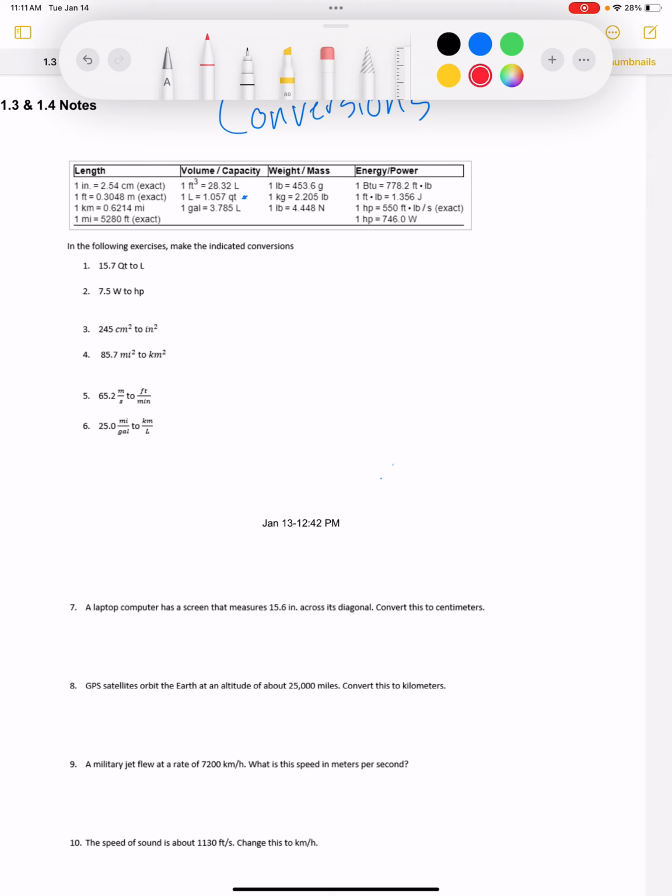Let's do another one. I'm going to skip that one. Well, no, I'll still do it. It's pretty similar. So 7.5 watts, and I want my final answer in horsepower, HP. So we look for a relationship between watts and horsepower. Watts, horsepower, we're talking about energy, right? I create a fraction. I think about, I want my watts to cancel out, so I know they're going to be in the denominator, and I know that's 746.0 watts, and that's 1 horsepower.